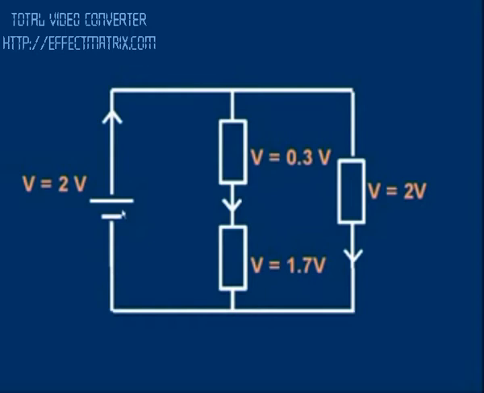Go around the outer loop. Well, there's only one component. There's a resistor. So the voltage across the cell of 2 volts will be equal to the voltage across a resistor. So that right-hand resistor has 2 volts across it, the same as the cell.